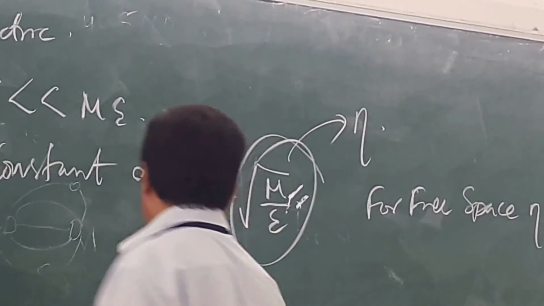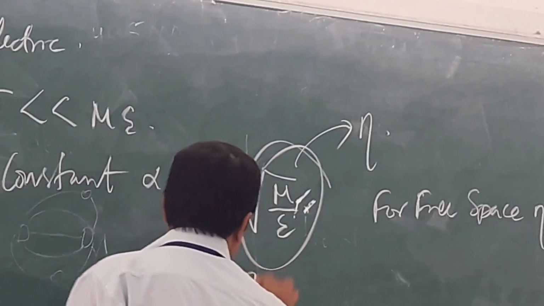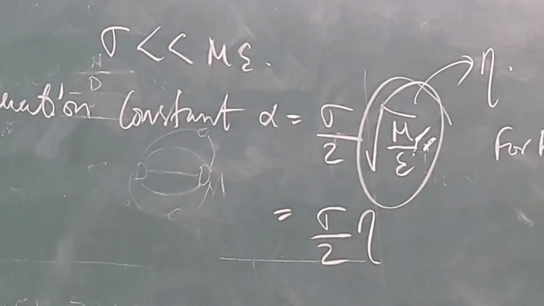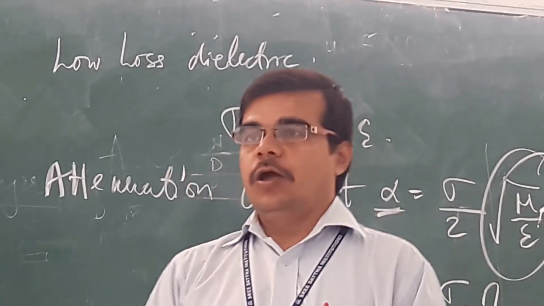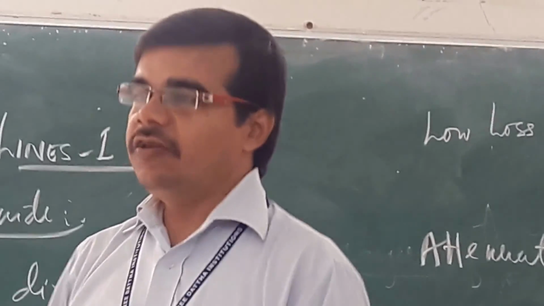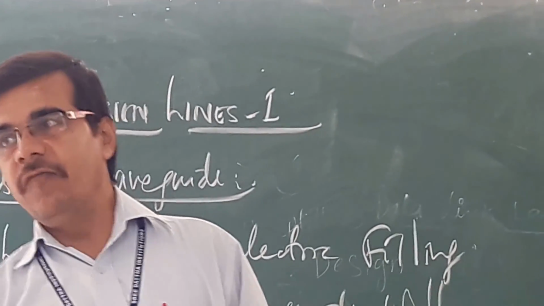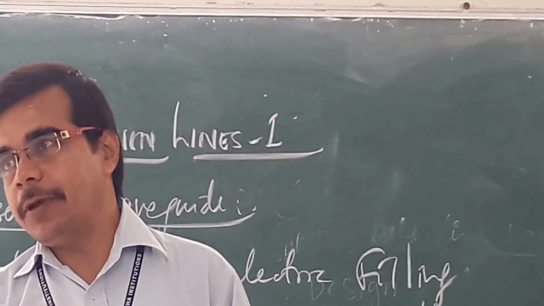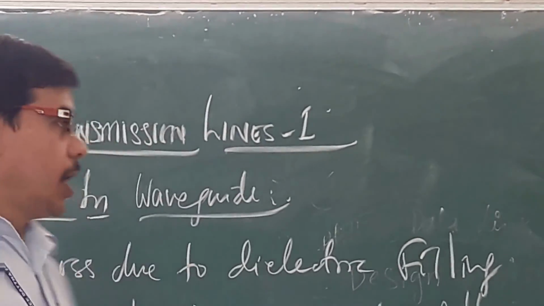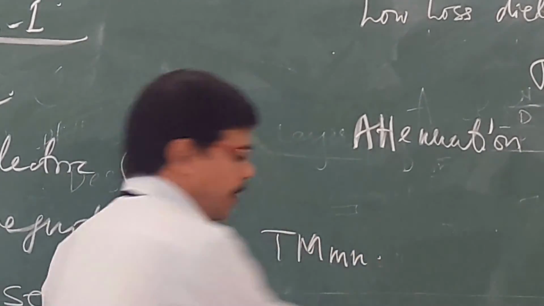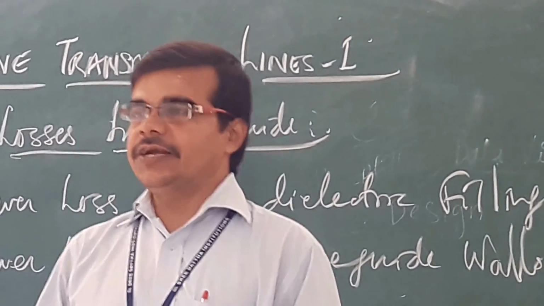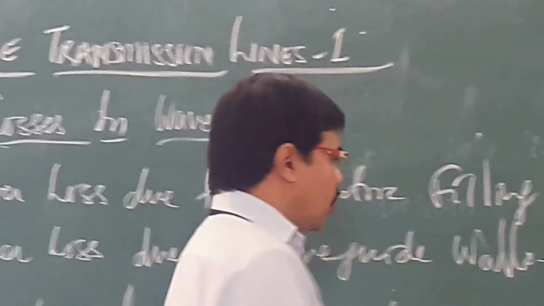So here the attenuation constant can be written as conductivity by 2 into the intrinsic impedance eta. Now, this is just the attenuation constant. But whenever we are considering the waveguide, we have different modes: the transverse magnetic MN mode and the transverse electric MN mode. Let us consider the transverse magnetic MN mode.